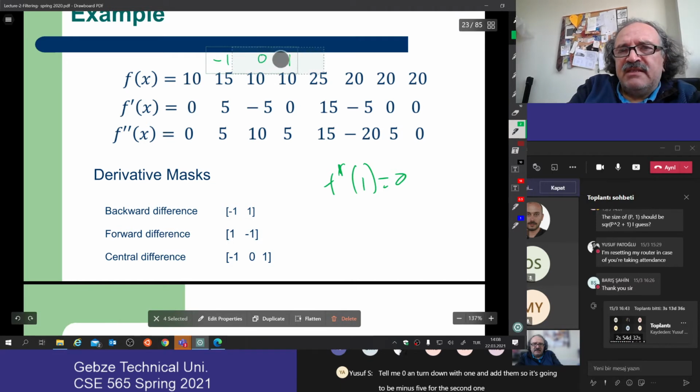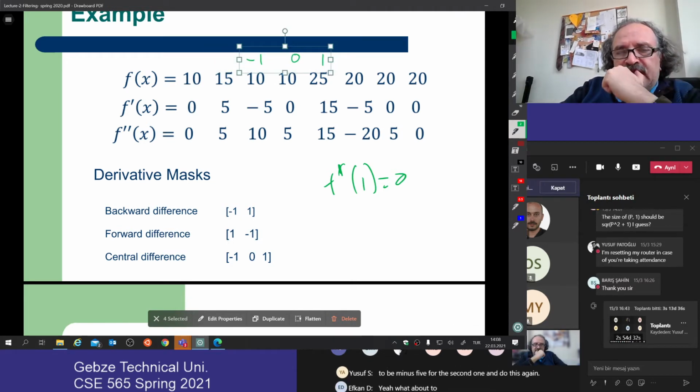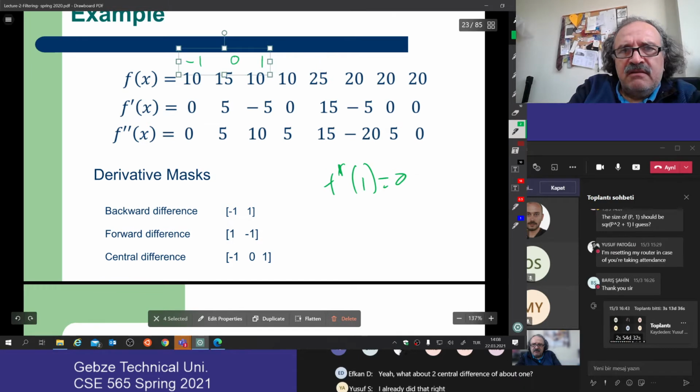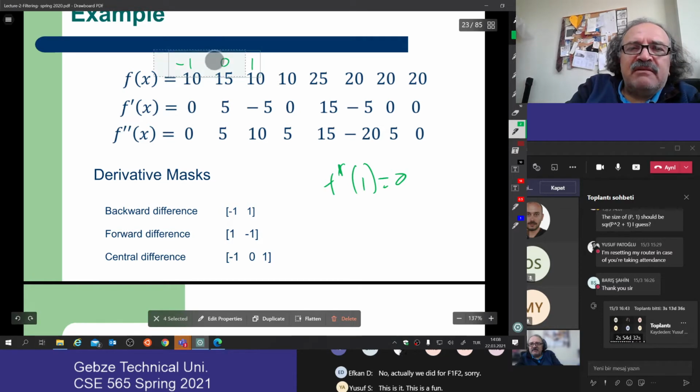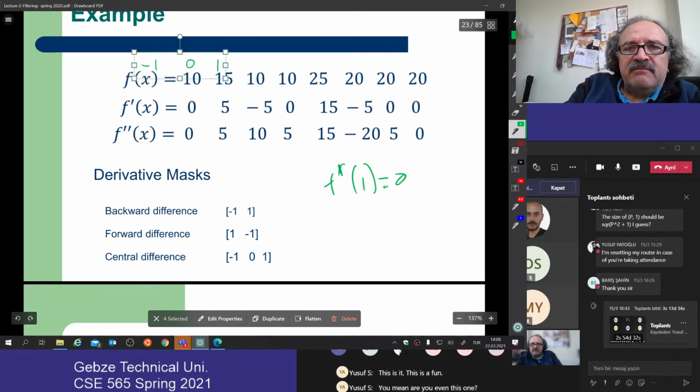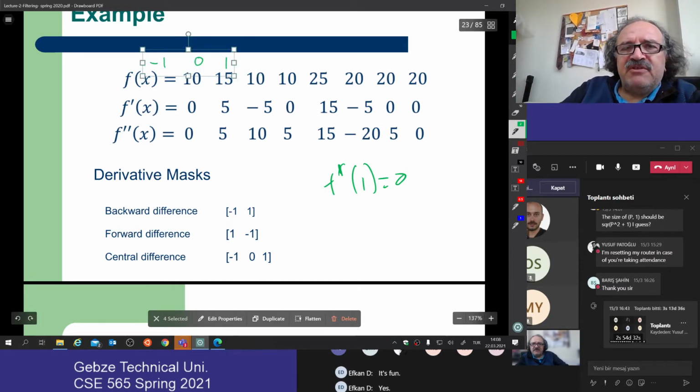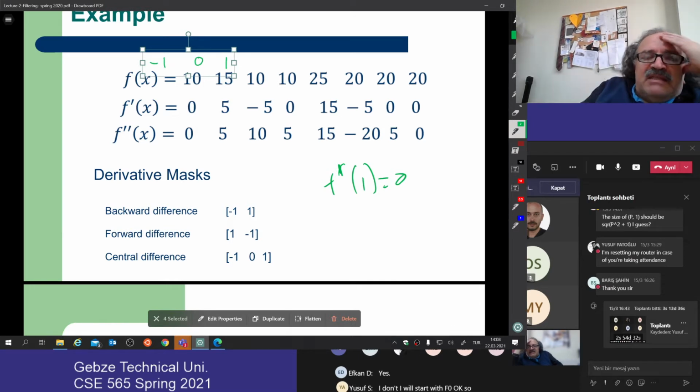And do this again. What about the central difference of F1? I already did that, right? No, actually we did for F1, F2. This is F1. You mean this one? Yes. I thought we started with F0. Okay. So again, this is not defined, so I'm going to assume it is going to be 0.